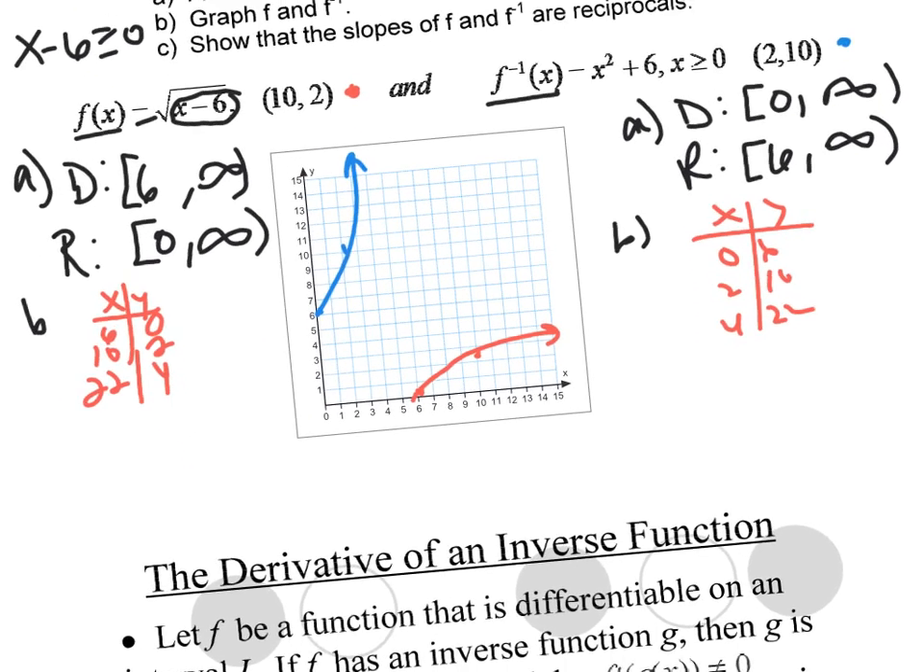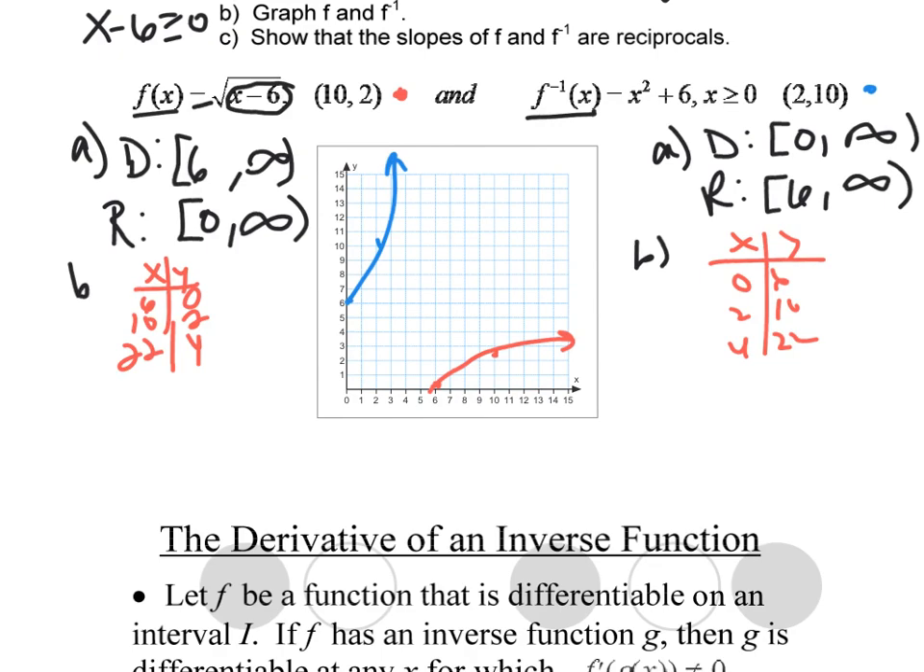Now the next thing we're going to do is actually find those slopes and show that they're reciprocals. Just a reminder that you can find the slope at the given point. So the given point again is going to be 10, 2, and then 2, 10, by taking your derivative. So just a reminder, you can take your derivative, you can then plug in the point and show that they're inverses.